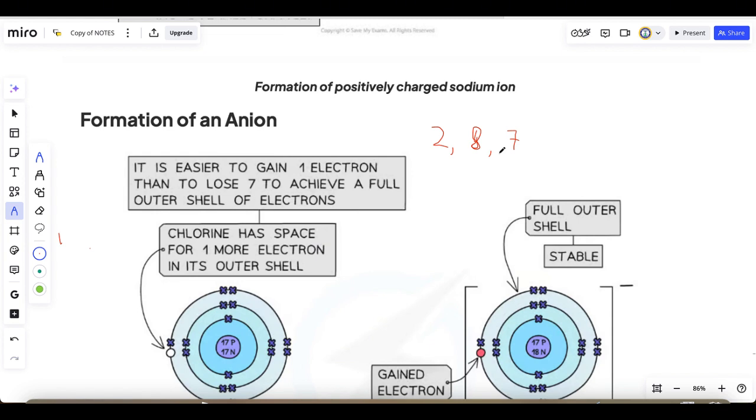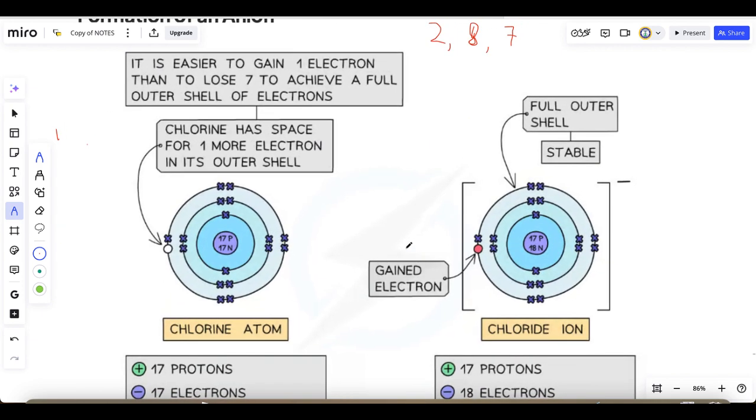Even logically, it doesn't make sense that you are just 1 away and you want to give out the whole 7. It's not logically possible. So it's wiser to look for 1 and complete your outer shell. Now, chlorine has a space for 1 electron. That's why you have this small circle. It means an empty space for 1 electron.